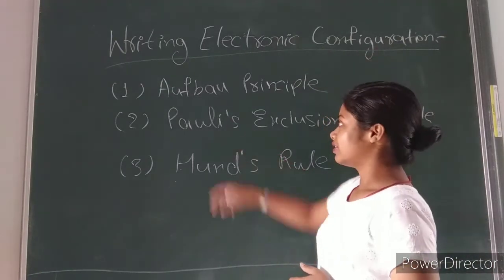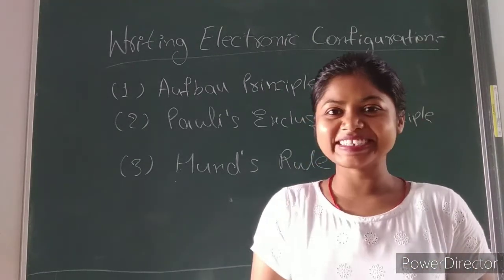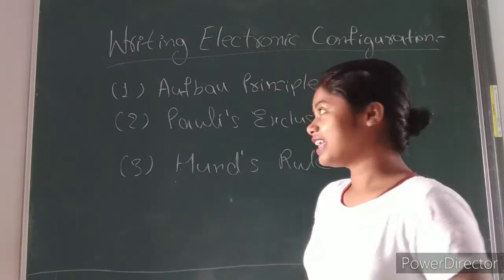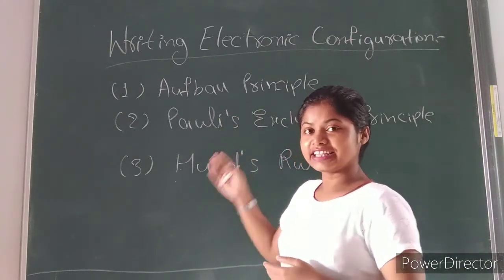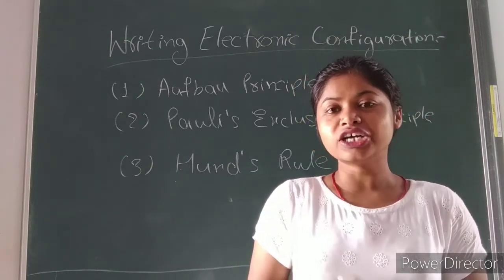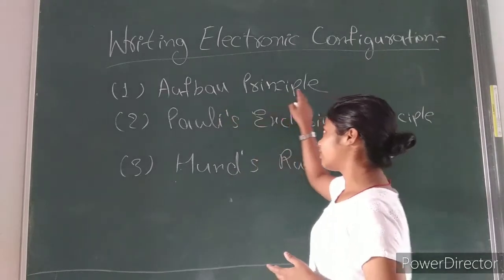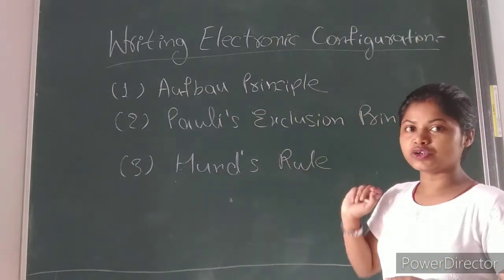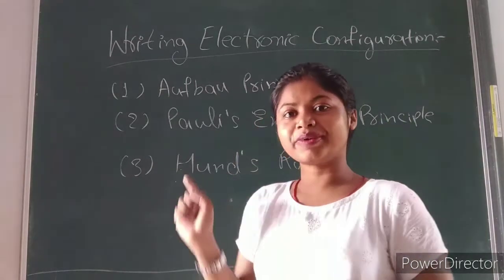Okay. So you might be wondering what is Aufbau, what is Pauli, what is Hund. Let me tell you, these are the scientists' names. Aufbau, Pauli and Hund are the scientists. They have discussed the way to approach how to write electronic configurations. To honor them, we have given the names of the scientists to the principles and the rule. So let's look into the first rule, the Aufbau principle.